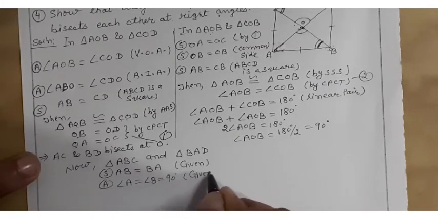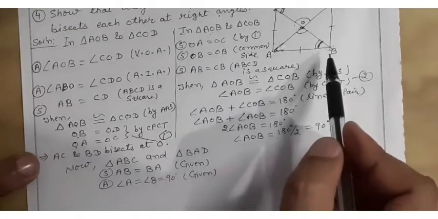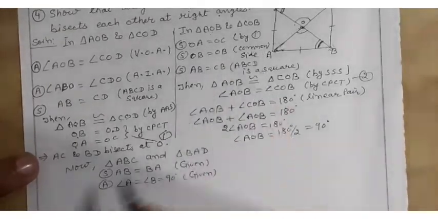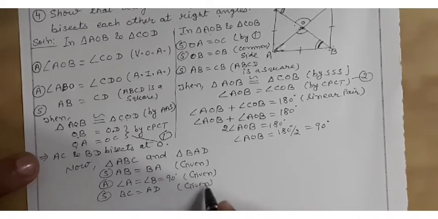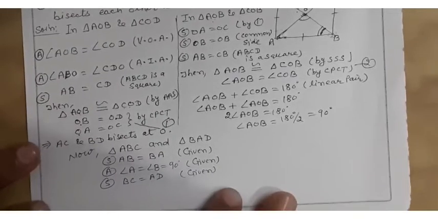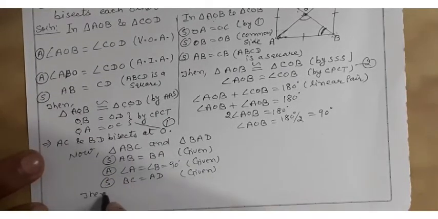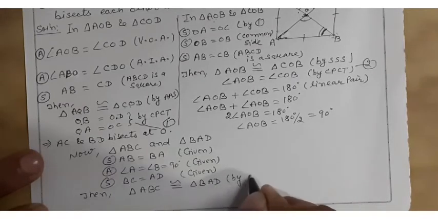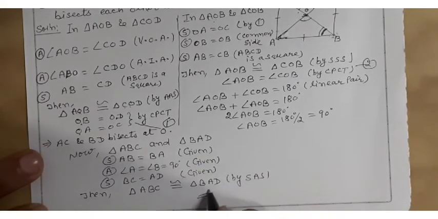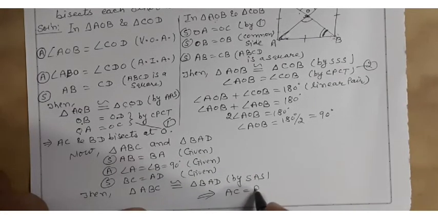This is given because this is a square, this is a side. Then one angle, angle A equal to angle B, 90 degrees. That we know because it is a square. And what is the third? Third, BC equal to AD, because ABCD is a square, opposite sides are equal, all sides are equal actually. Then triangle ABC should be congruent to triangle BAD by SAS rule. And what is the meaning? If these two are congruent, then I can say AC equal to BD.